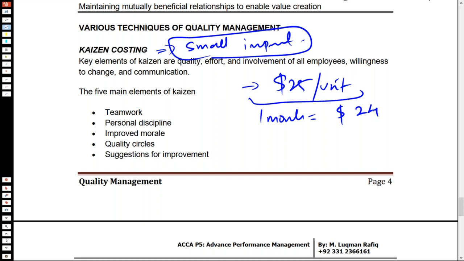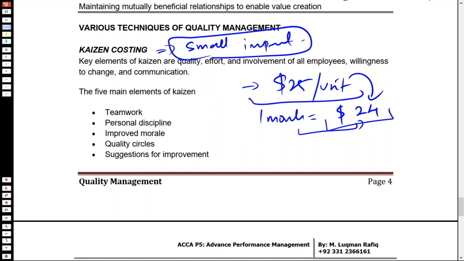Now, if you are able to reduce it to $24, try to understand this. Basically, the employees would think that it was already $25 and we have to reduce it to $24, which is doable within one month. We would apply our expertise, our knowledge, our experience, and we would try to implement it within one month.